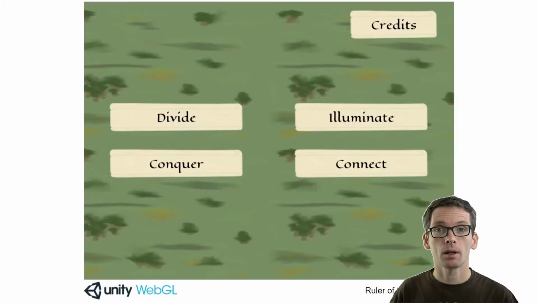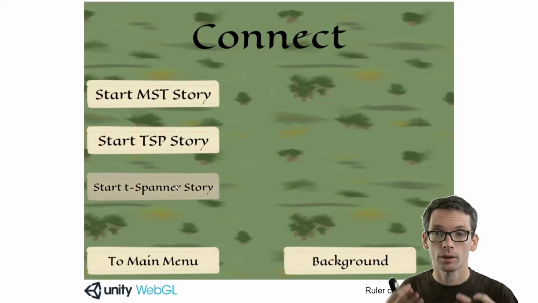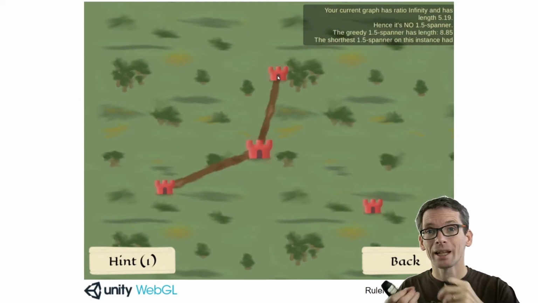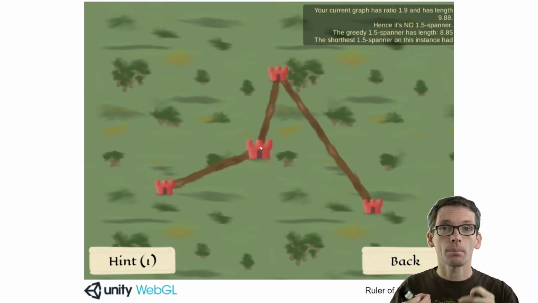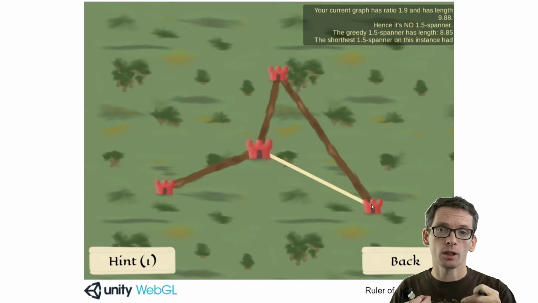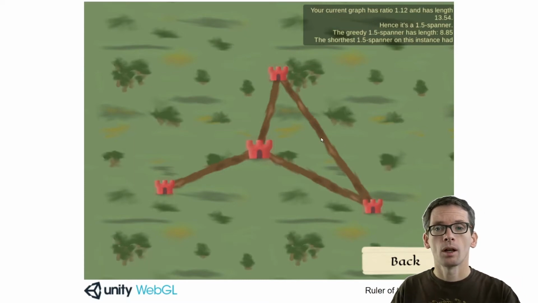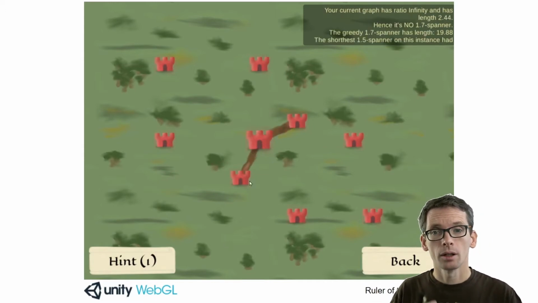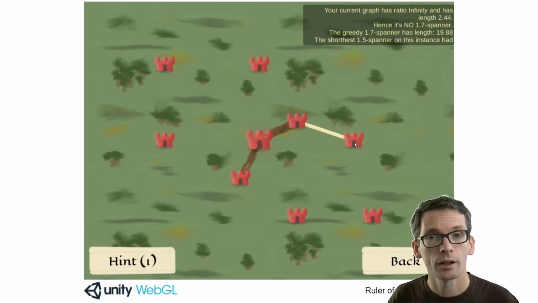So there's a game in the ruler of the plane framework. In the connect game, there's a T-spanner game, and essentially we want to connect the cities such that between any pair of cities there is a path that doesn't make a too large detour. So here we need this road to have a short detour, and we remove the last one to have a fairly compact network. So here I'm constructing such a spanner.